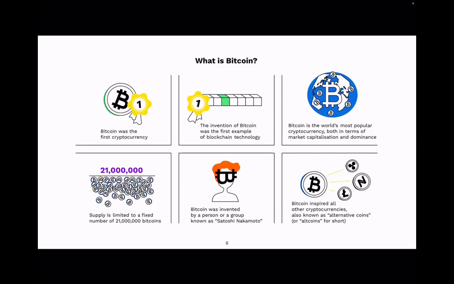As Sharif mentioned, Bitcoin is the world's most important cryptocurrency today, both in terms of market capitalization and dominance. So what does this mean? Today, one Bitcoin is valued at approximately $62,000. And in terms of market capital, it is approximately at $1.2 trillion. And the whole cryptocurrency market is at $1.7 trillion. So you can see how much Bitcoin is dominating the market.